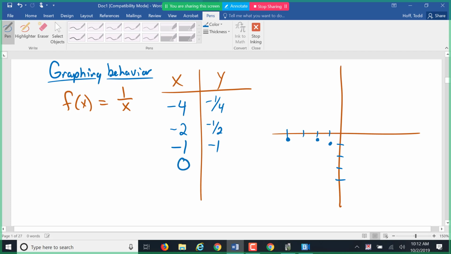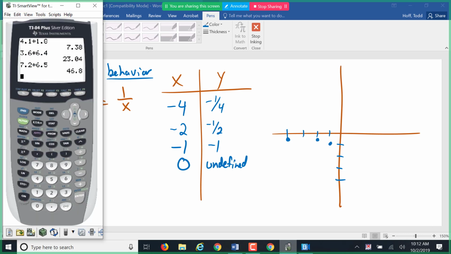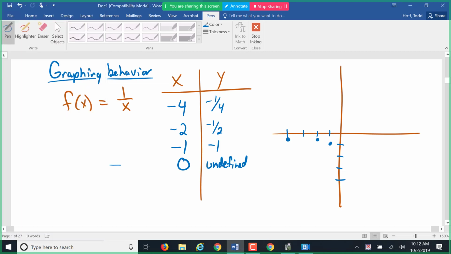What happens if I put in 0 for x? I saw you mouth it there. It's undefined. You cannot divide by 0. If we do 1 divided by 0, it gives us an error. We can't do that. 0 is not in the domain of this function. Remember, we can never divide by 0. That's one of the ways we figure out what is excluded from the domain.